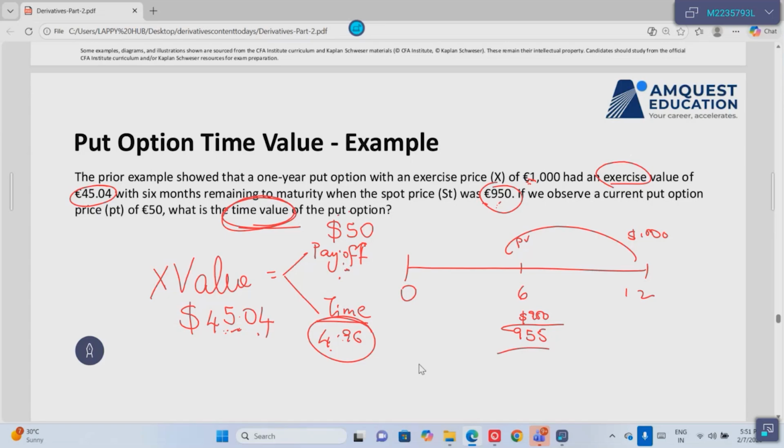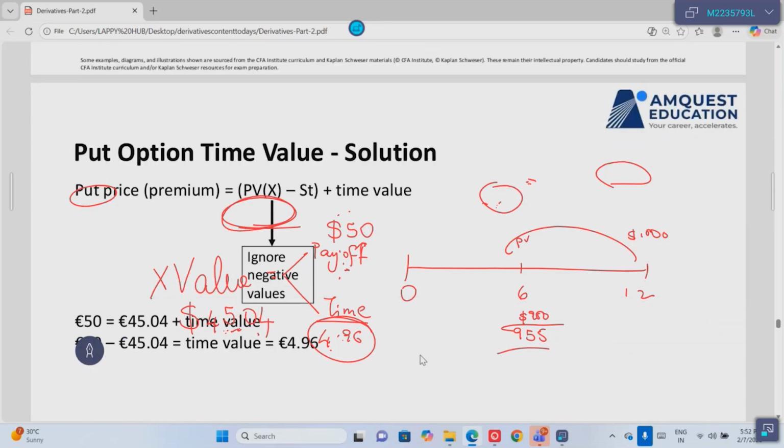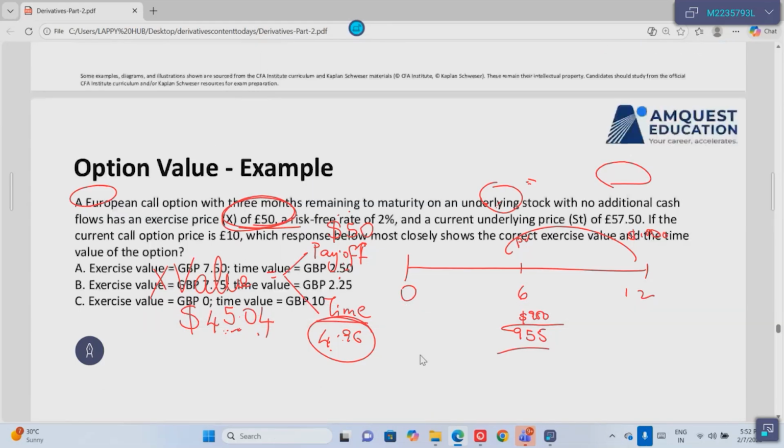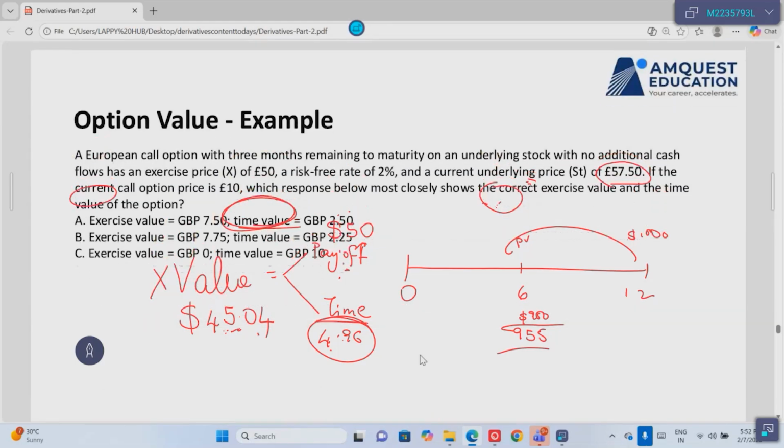Now you do realize time value is nothing but the discounting factor. So the more you discount, the more your time value will increase, right? So the answer is 4.96, based on that. So you can find the time value using that. Okay, look at this example.